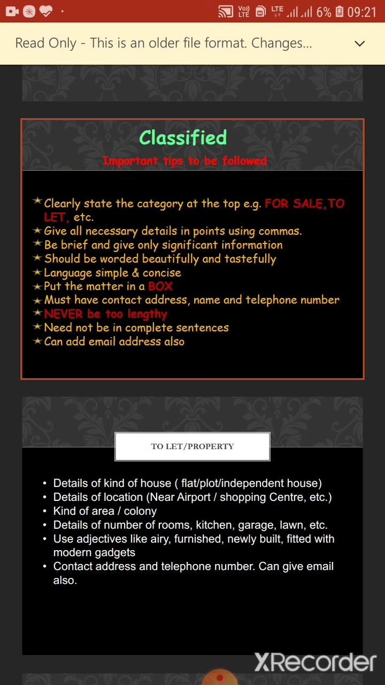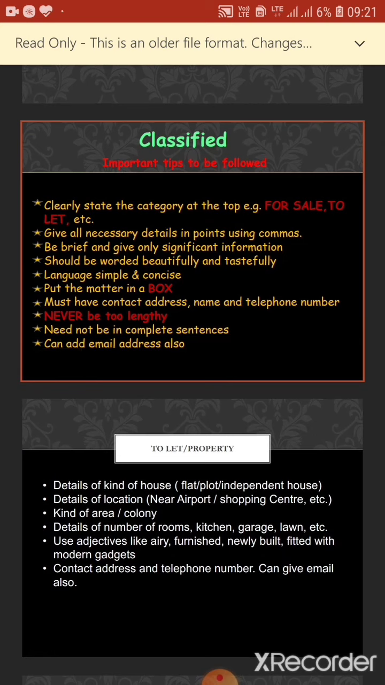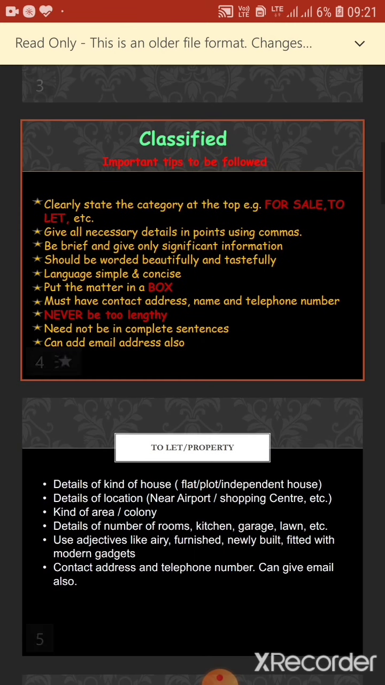Now, the fifth important point is language. Language should not be very complex and lengthy. Language should be simple, very simple words should be used, and it should be concise.